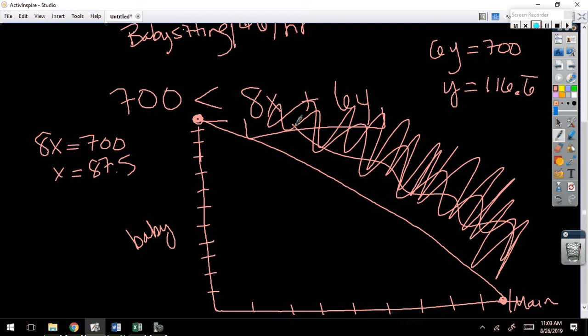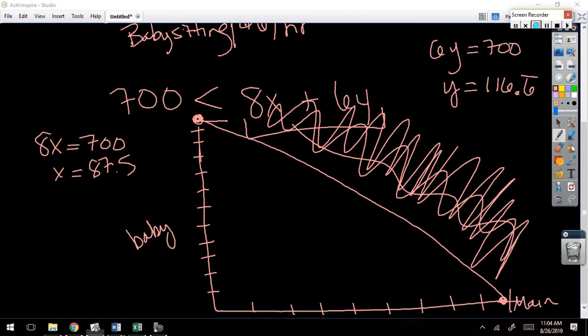And so part C says, will he make enough money if he works 50 hours at each job? 50 at each. So where is the point 50-50? Is it in the shaded region or out of the shaded region? Are y'all sure? 1, 2, 3, 4, 5. Wow, slightly out. It is slightly off.